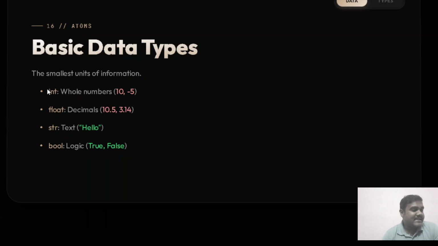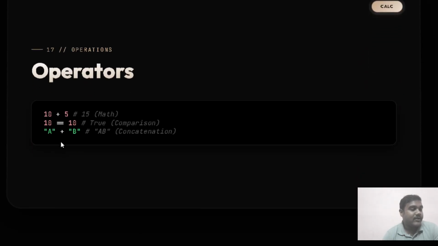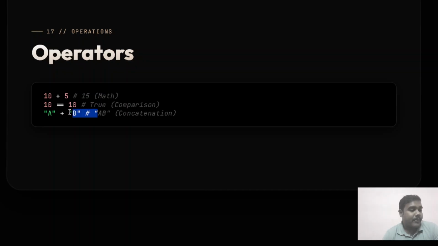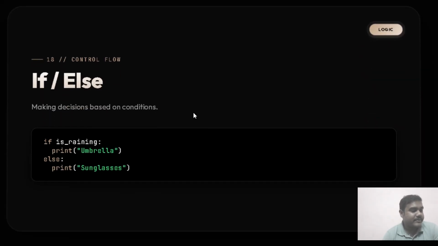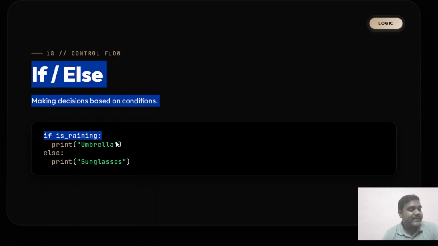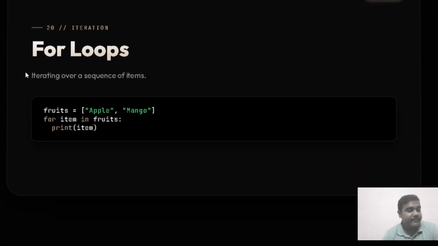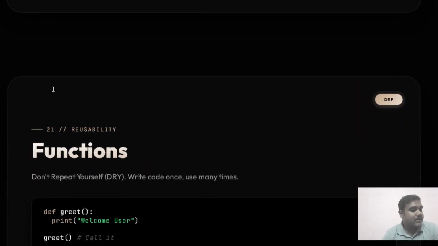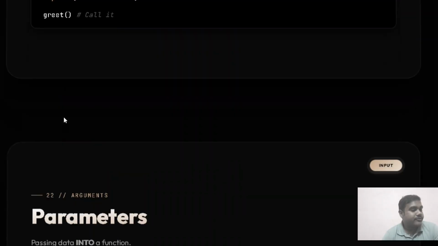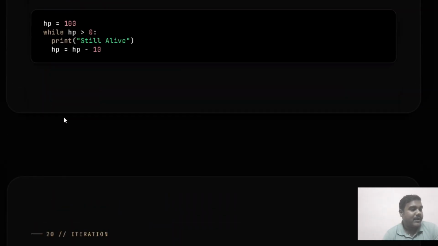But these are some basic data types like integer, float, to store decimal values. And there is string, and then there is boolean to store a true or false value. Then there are different operators also, like basic mathematics: plus, minus, multiplication, and division. All these things are also possible. And then there is the if else block. We are going to learn this in upcoming videos. And loops are also there, functions also there. So all the things we will cover one by one.